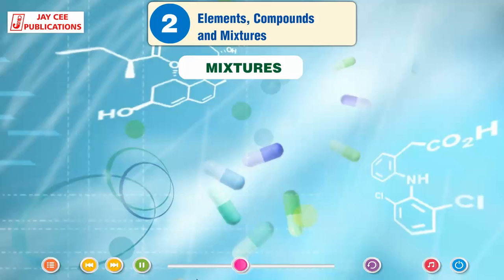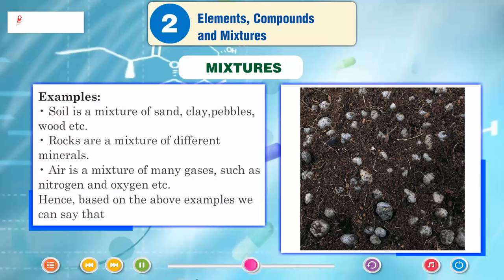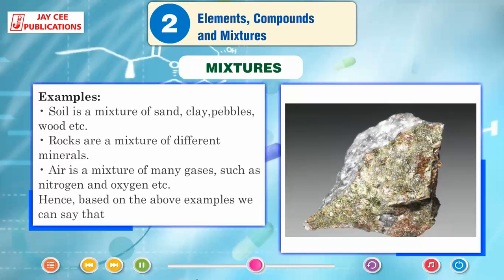Mixtures. If we simply mix iron filings with powdered sulfur and grind them together, with no heating, we obtain a mixture. We see and use many things in our everyday life which are mixtures of different things. Examples: soil is a mixture of sand, clay, pebbles, wood, etc. Rocks are a mixture of different minerals.